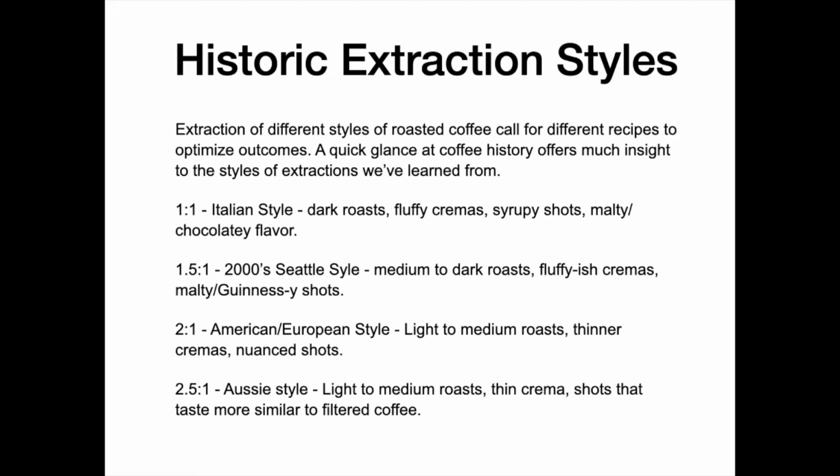Well, it turns out that a lot of the historical styles that we know from going to different coffee shops, or ever having drunk an espresso in your life, extraction styles, are informed by recipe ratios, right? So when someone's roasting a coffee for an Italian style, they're typically intending on that coffee being extracted somewhere around a 1-to-1 ratio. You're going to get those darker roasts, those fluffy cremas, syrupy shots, malty, chocolatey flavors, not a lot of acidity, certainly not a lot of fruit-like acidity.